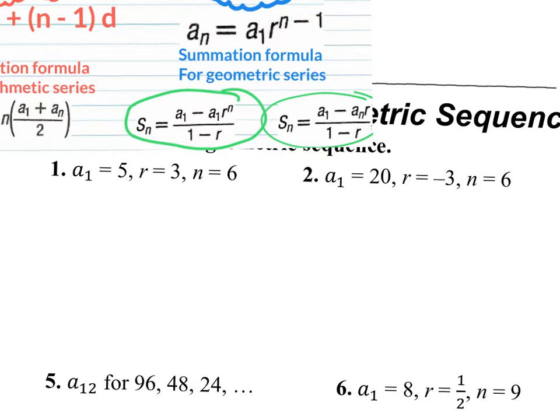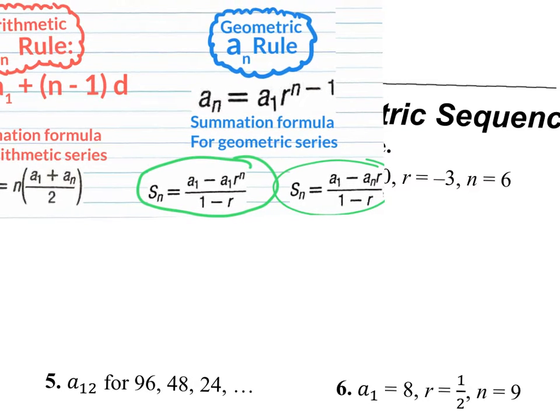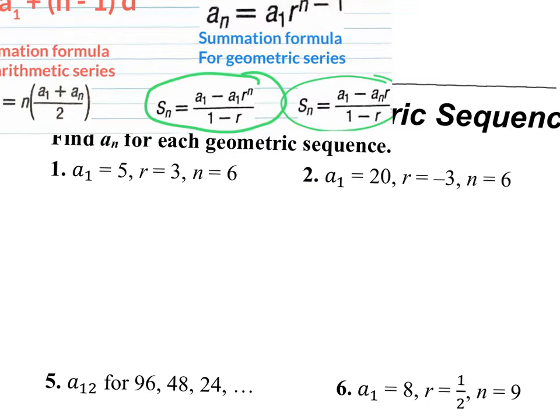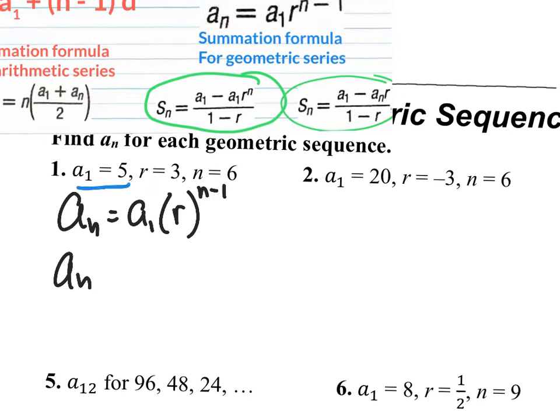Let's write down, and again, this is the geometric a sub nth rule. A sub n equals a sub 1 times your common ratio r to the n minus 1 power. So they're asking for a sub n. A sub n will be a sub 1, which is 5, times your common ratio r. Common ratio r is 3, to the n minus 1 power. They're telling you that n is 6, so it's to the 6 minus 1 power.